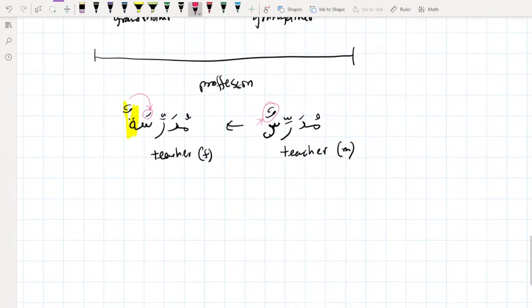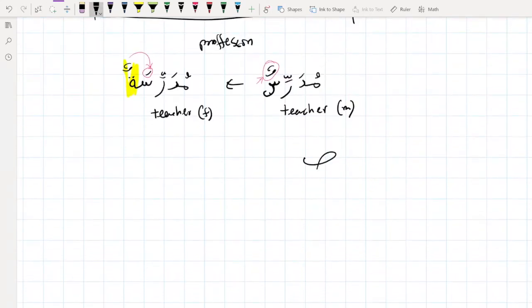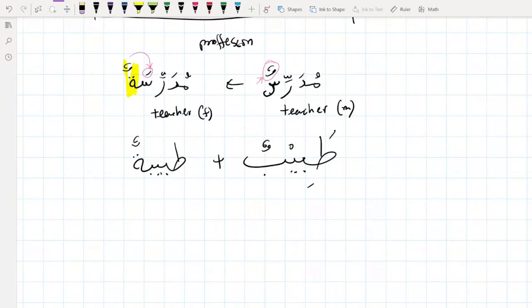So for example, another word, I'm pretty sure this word is in the book. Tabibun. What is tabib? Guys, what is tabib? Doctor, yes. So now you want to go to a female doctor. If you go to a hospital and say, I need a tabib, they might just give you a male doctor. You don't want that, especially with the sister. So you want to say, I need a tabiba. Tabibatun. That's it. Make sense?